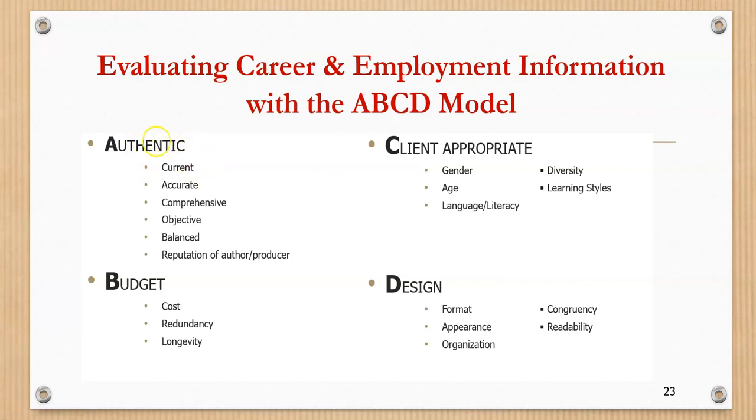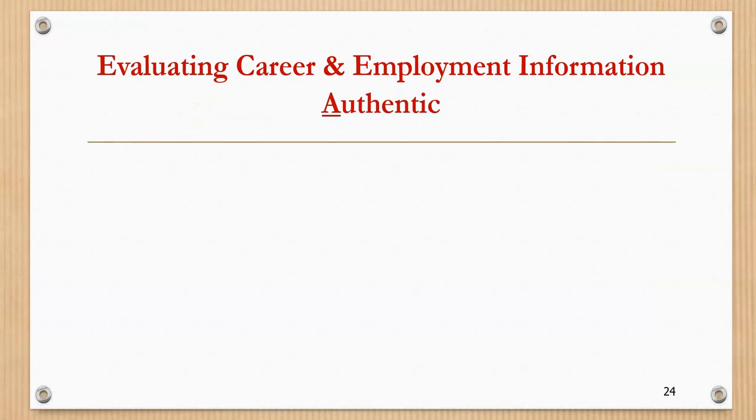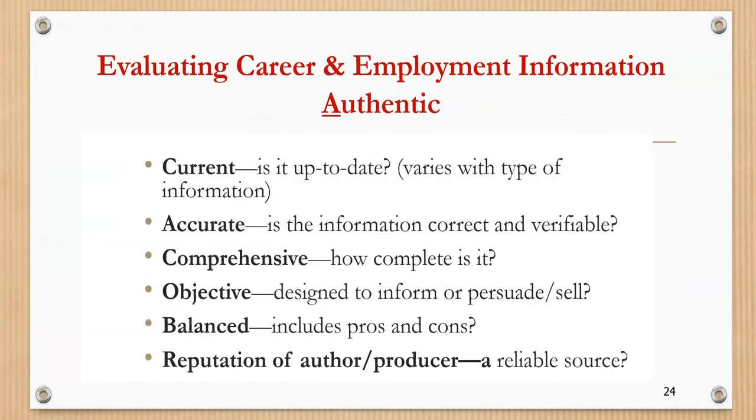But let's take a moment and just understand what each of these factors are about under each of these headings. So when we look at the authentic heading, the A in the ABCD, the factors that we want to consider as part of this criteria are, is it current? So is it up to date? This can vary with the type of information. Some things, just because they're a little bit older, are not necessarily bad. So the Holland codes, for example, have been around for a really long time, but they're still quite valid. It's a framework that's really stood the test of time.